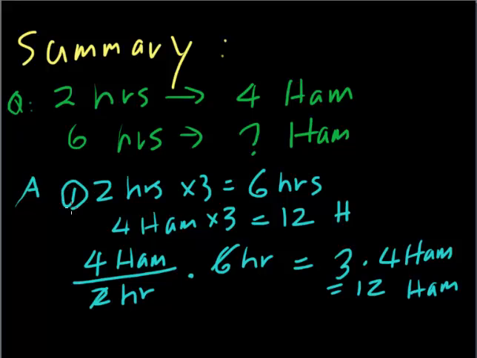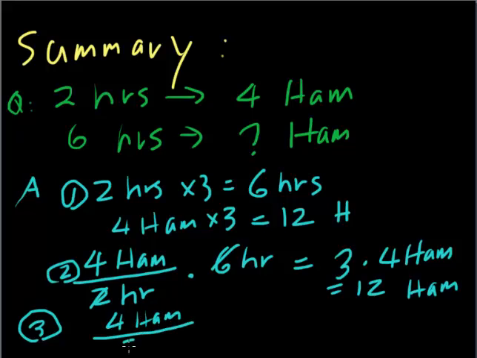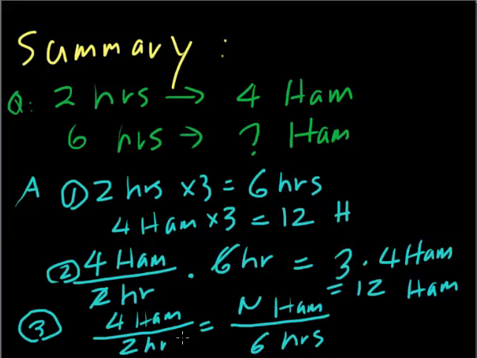So that is number 1. That's number 2. And the last one is the same thing. We can say 4 hamburgers over 2 hours is equal to n hamburgers over 6 hours. Then we know from 2 to 6 is times 3, so times 3, and n equal to 4 times 3 equal 12. Okay, they're all the same ways of doing the problem, but you should be able to figure out one of them. Okay, so pick one that you like and be done with it.